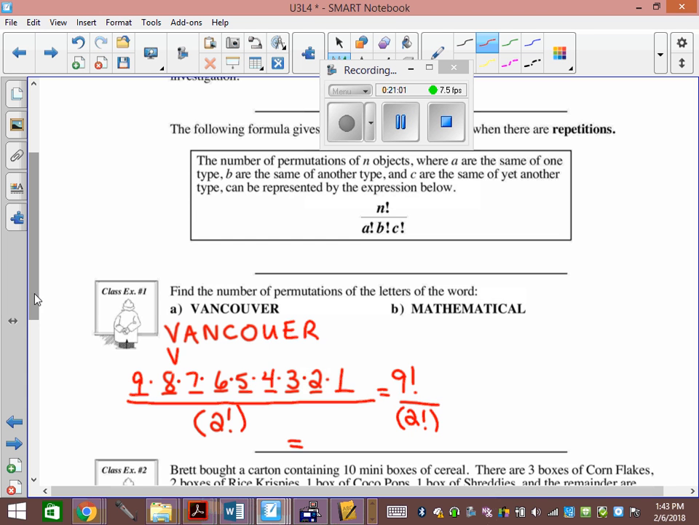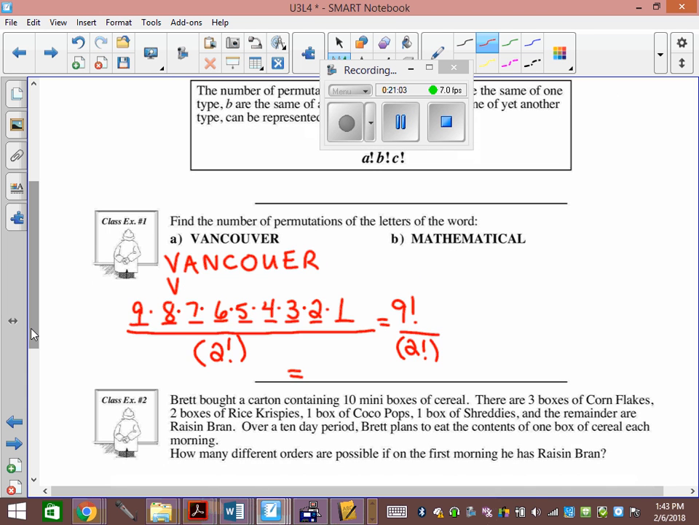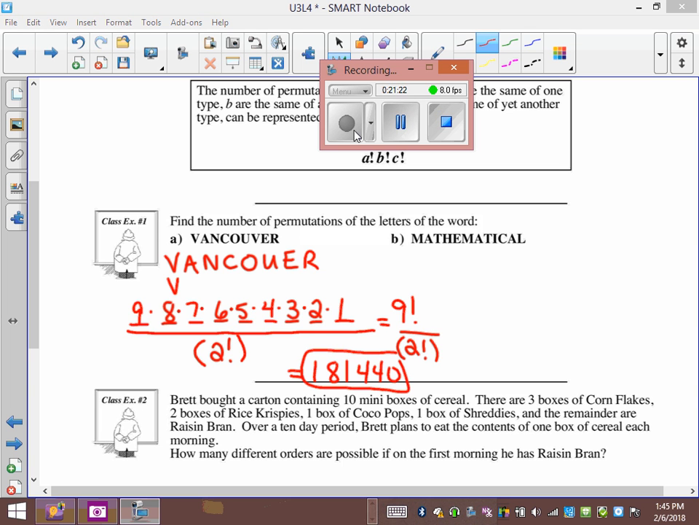And what's that? What do we get? 9 factorial divided by 2. You got it? You guys try mathematical. Mathematical.